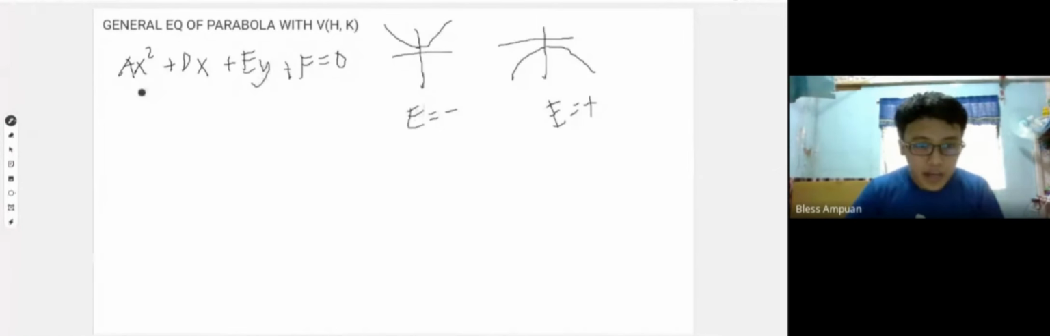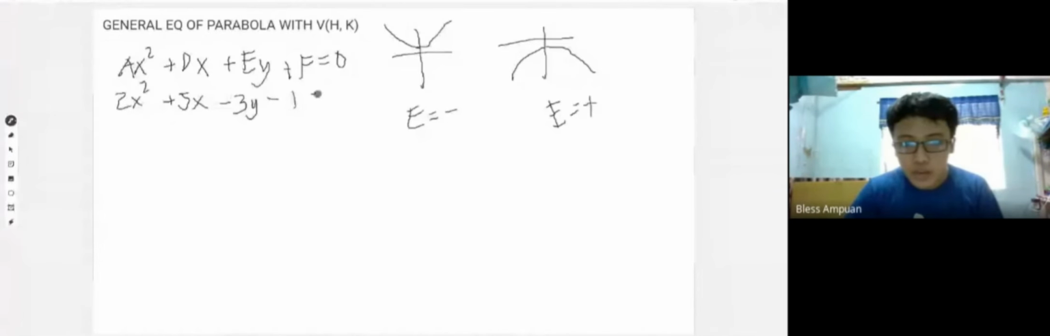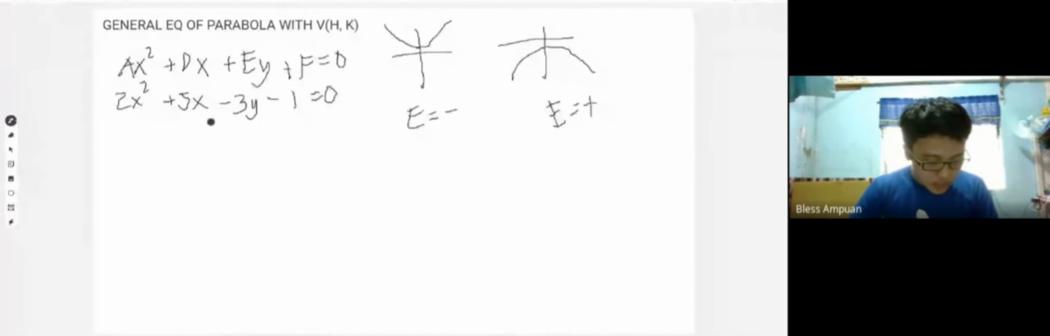Halimbawa, let's try an example. 2x squared plus 5x minus 3y minus 1 equals 0. So at this point, we could say that since our E is negative 3, the parabola will open upward. So sige. So let's try to solve for the coordinates of the vertex. How to solve for the coordinates of the vertex.